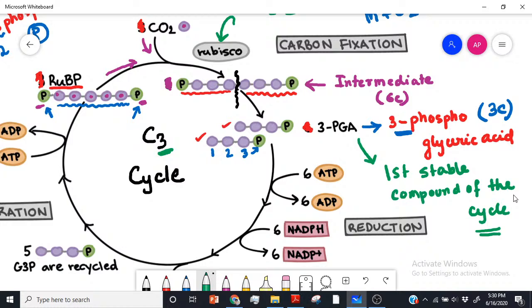Now, till now, what you are supposed to remember? You are supposed to remember the full name of RUBP, that is ribulose bisphosphate. RUBP is also known as RUDP, that is ribulose diphosphate. That was an older name, right? You are supposed to know RUBP, that is ribulose bisphosphate. You are supposed to know the full name of Rubisco.